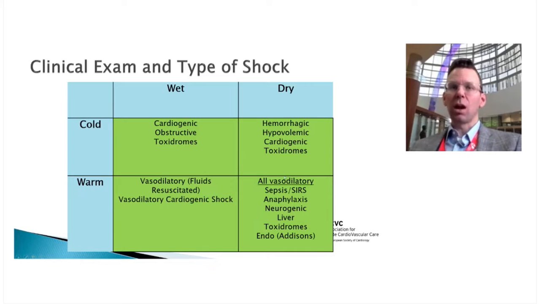The easy one is vasodilatory. If they're warm and dry, you can go through your sepsis, anaphylactic, neuro, liver, and endocrine definitions. If they're cold and wet, obstructive and cardiogenic shock is by far the most common. We heard from Francesca at the beginning. If they're cold and dry, hemorrhagic and hypovolemic are by far the most common. And if they're warm and wet, the least common, they can be fluid-resuscitated septic shock or perhaps a mixed shock state.